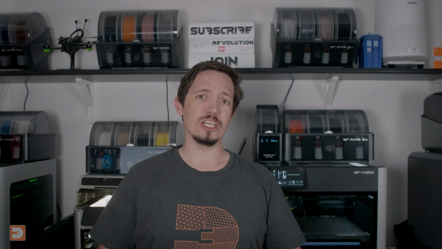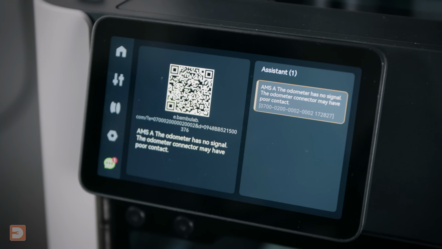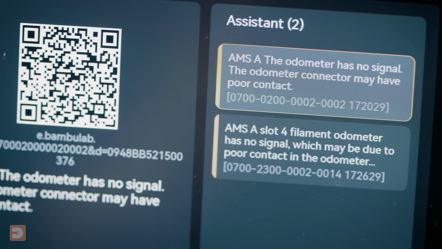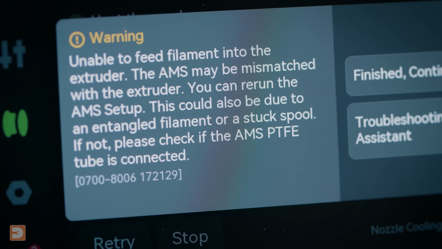Recently, however, and kind of out of nowhere, I started getting an issue with one of my AMS 2 Pros, where it was no longer able to load or even read the filament from any of the four slots. It started throwing up a few different error codes saying that the AMS odometer had no signal, and it was obvious that it wasn't detecting when the filament left the AMS.